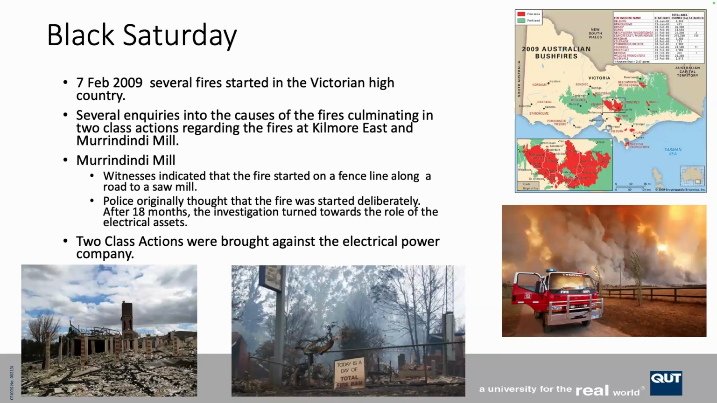The fires, the biggest fires, were in two areas. One was called Kilmore East, and the other one was Murrindindi Mill. And these were really the sites of the initiation of the fires. And in both cases, the fires appeared to have been initiated by failures of electrical assets, particularly overhead power lines.